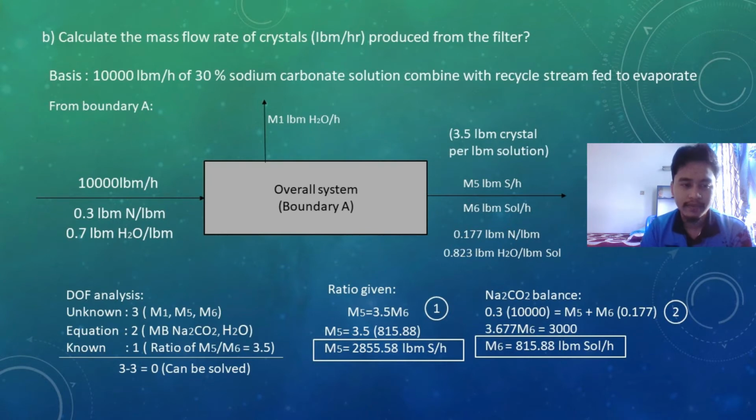Based on the DOF analysis, we do the calculation for the given ratio and we get M5 equal to 3.5 MC, and we label it as equation number 1. Then we continue to the sodium carbonate balance and we get the equation, which we label as equation number 2. Then we substitute equation number 1 into equation number 2 and we get the value of MC. After we get the value of MC, we substitute it in equation number 1 and we get the value of M5.